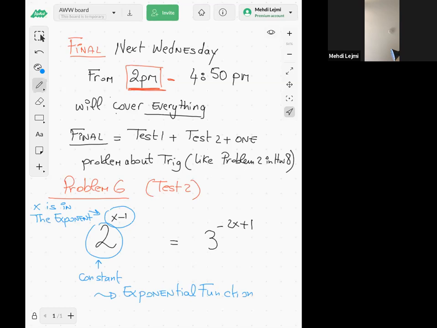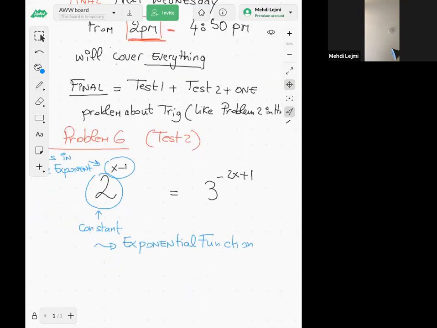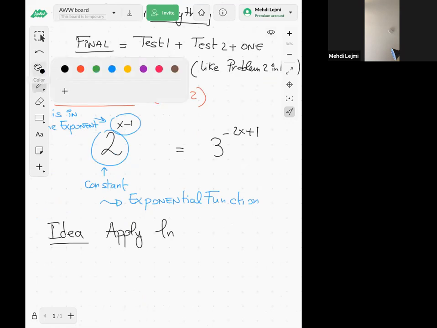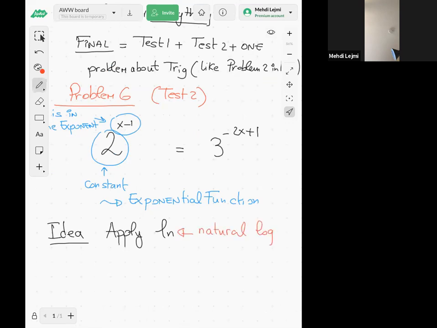In general, the rule of thumb, if you want to solve any exponential equation, the most natural thing would be to apply natural log to both sides. So the idea is just to apply natural log to both sides. This is ln, what I call natural log.